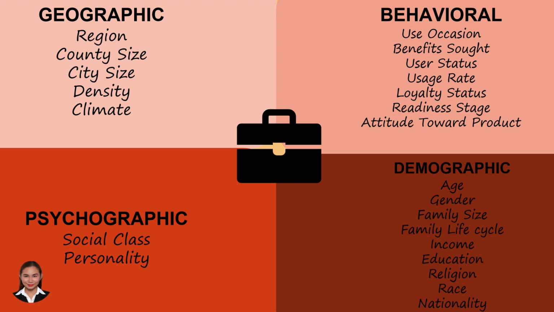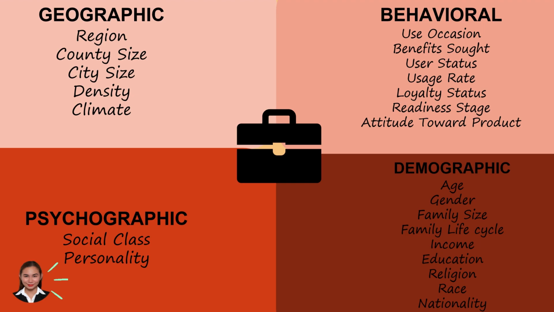So this is Table 8.4, alternative bases for market segmentation. So sa geographic, meron siyang ipababa sa kanya, which is region. Sa region, ito yung mga Pacific, Mountain, West North Central, West South Central, East North Central, East South Central, South Atlantic, Middle Atlantic, at New England. Sa county size naman, meron siyang apat na which is A, B, C, and D. So sa city size, there are under 5,000, 5,000 to 20,000, 20,001 to 50,000, and so on. So sa density naman, there is urban, suburban, and rural. Sa climate naman, may northern at southern.